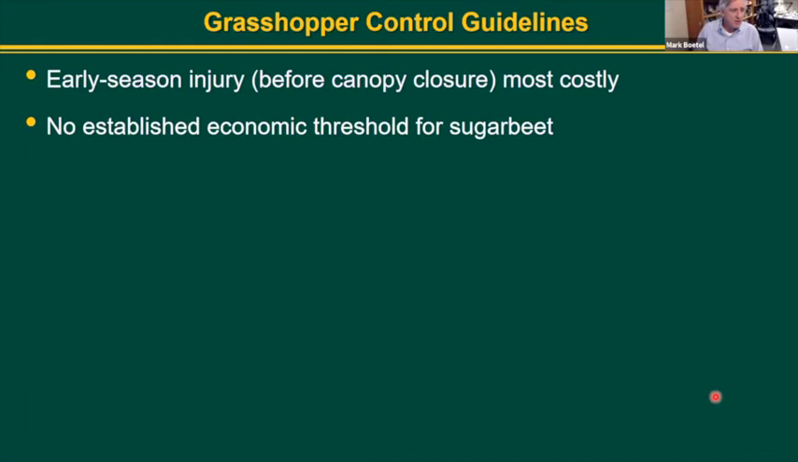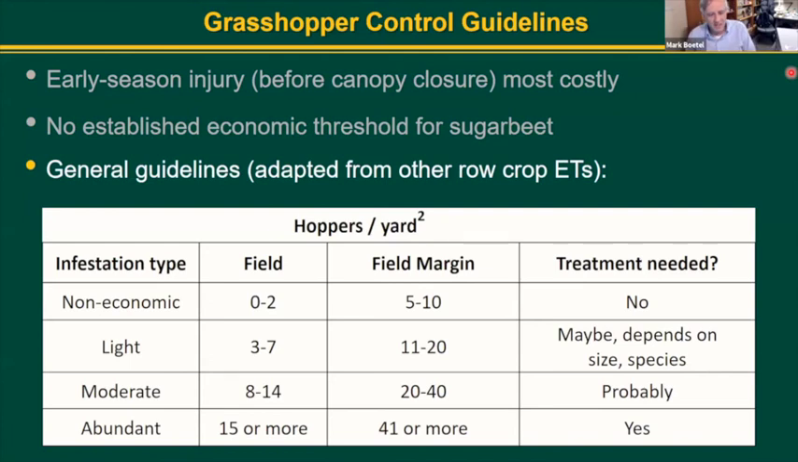Early season injury: you mentioned in your surveys that grasshoppers were a concern, or you had to treat for grasshoppers this past year. That could be an issue this year. We've got a dry winter thus far, and they get going very well in dry springs. We don't currently have an economic threshold for managing them in sugarbeet, but I've put together some guidelines based on economic thresholds from other row crops.